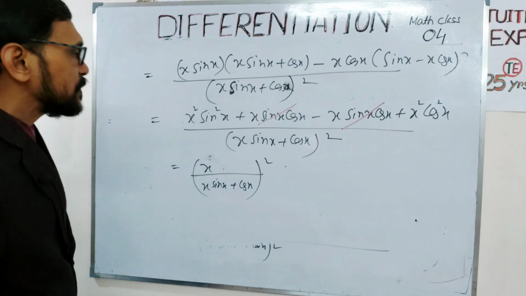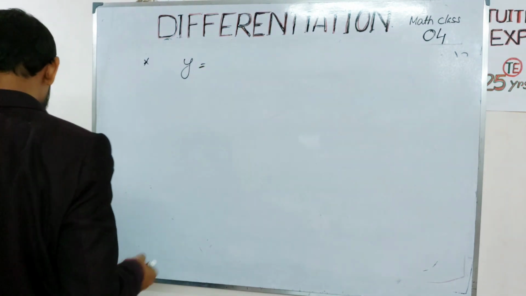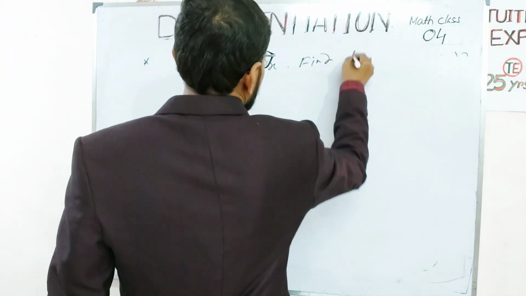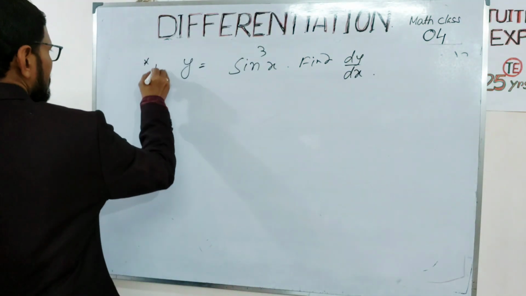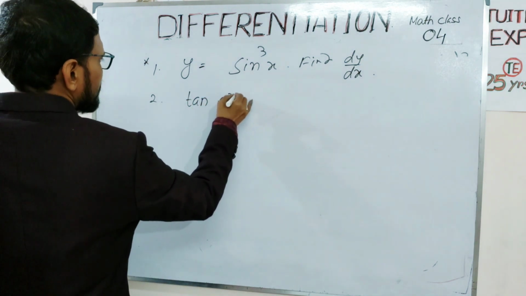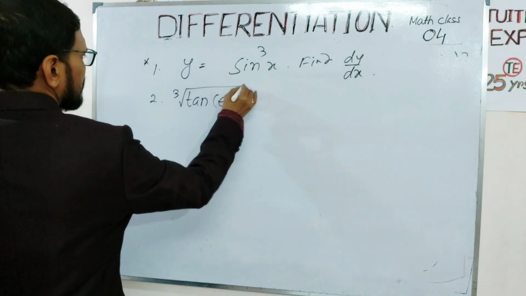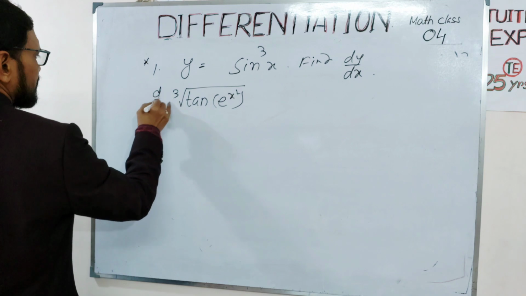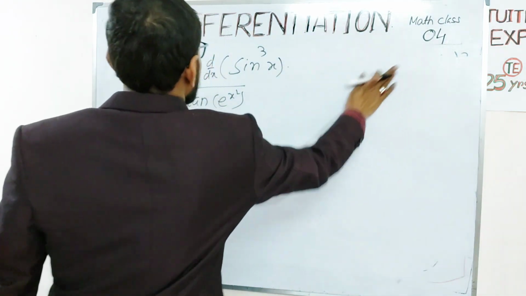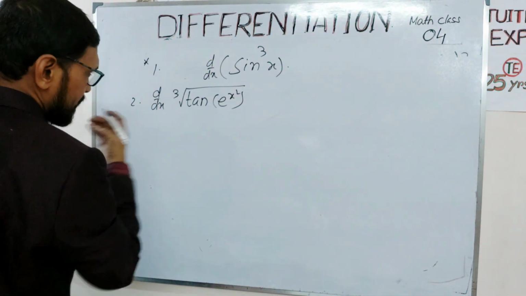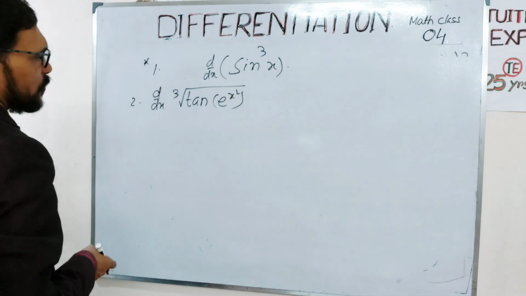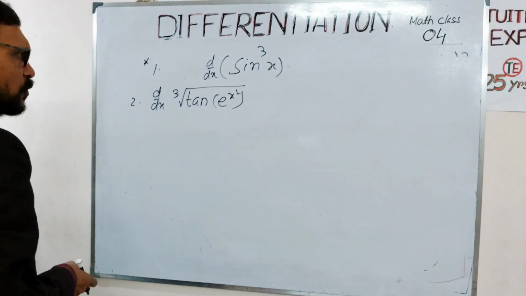Now derivative of the component y equal to sin cube x. Find dy by dx. Number 2. Suppose tan of e to the power of x square, cube root. What is the derivative of this function? Okay. So suppose dy by dx equal to what? So we have to find the derivative of this function. This is the composite function. Now for the composite function we have to apply the chain rule.